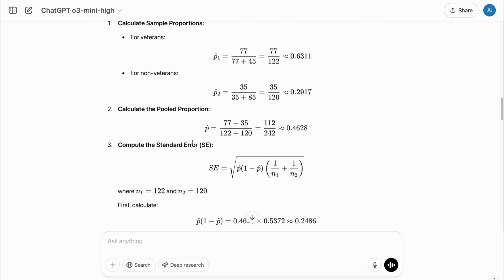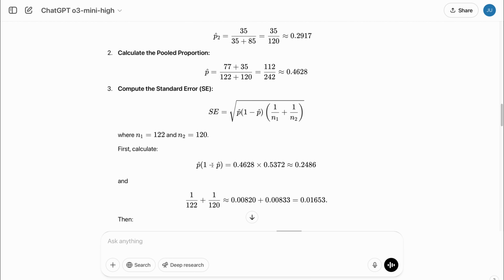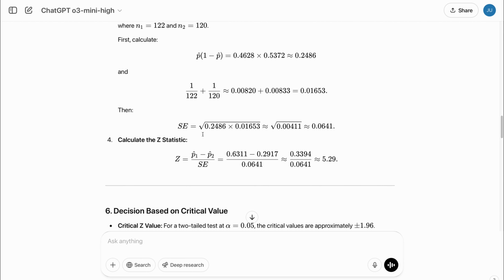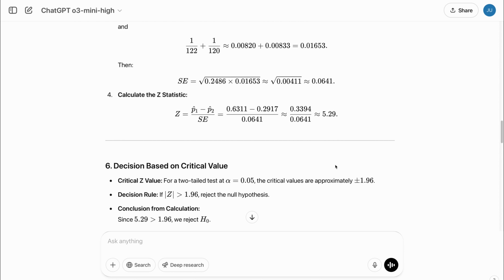pooled proportion. And when we calculate the standard error, that's going to be that pooled proportion times 1 minus that pooled proportion, times 1 over n1 plus 1 over n2, where n1 and n2, remember, are my 122 and my 120, just as we had. You plug in all of that, you get a Z value: p1 hat minus p2 hat, the risk difference, divided by its standard error. You get a value of 5.29, just as we had.